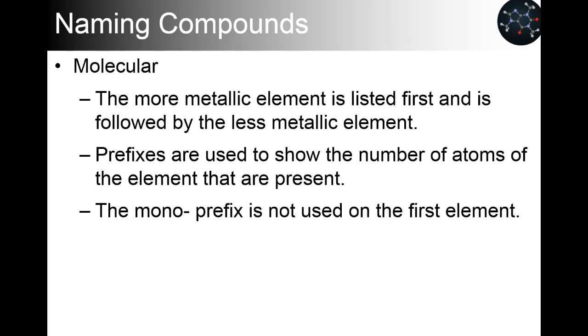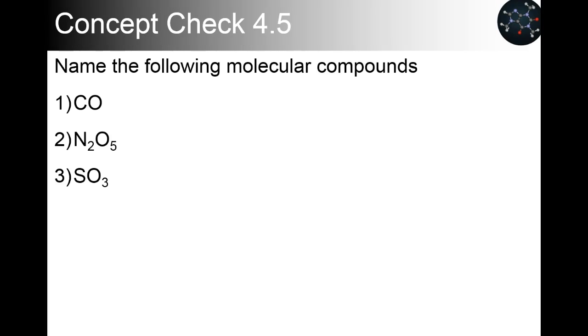Okay, so now we're going to get into naming the molecular or covalent compounds. So usually they're nonmetals, but the element that's more metallic is listed first and is followed by the less metallic elements. And the prefixes in these are used to show the number of atoms of the element that are present. The only place we don't use the prefix mono is on the very first element. So if I have 1 at the front, I don't put mono in front of it. If the less metallic element is single, then I'll put mono in front of it. Okay, so let's see how we name these.